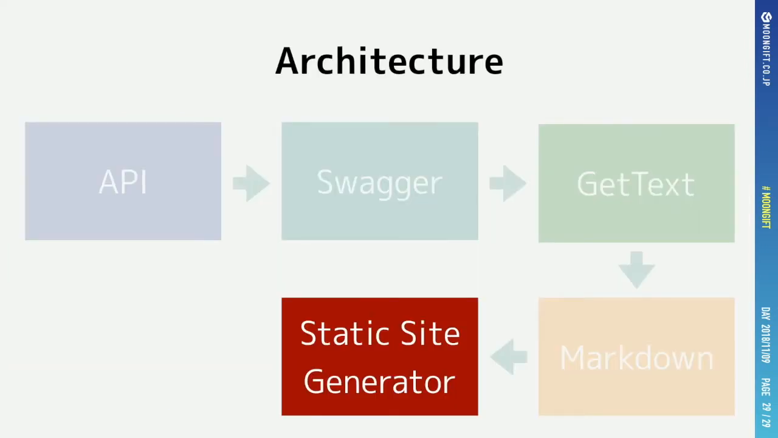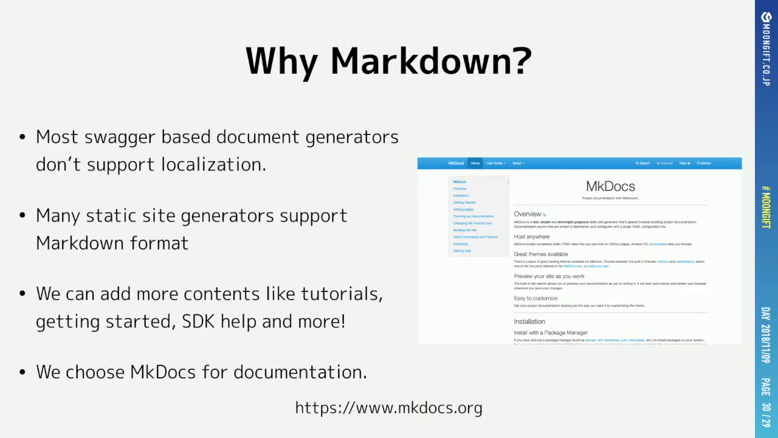So we got the Markdown files. I'll talk about static site generators. We know there are so many tools that can display a Swagger file as an HTML page. But as I said again, those tools don't support multiple languages. But many static site generators support Markdown, and Markdown is almost the standard format for developers. So we chose the Markdown format for API documents.